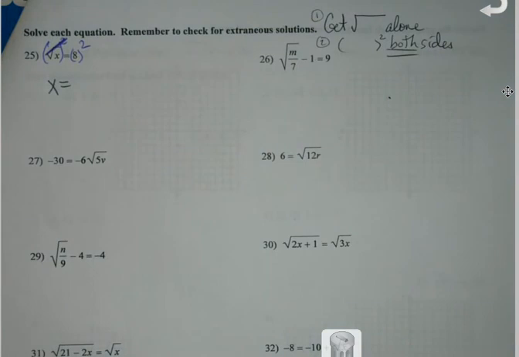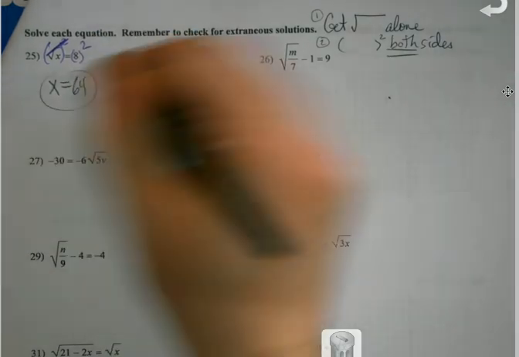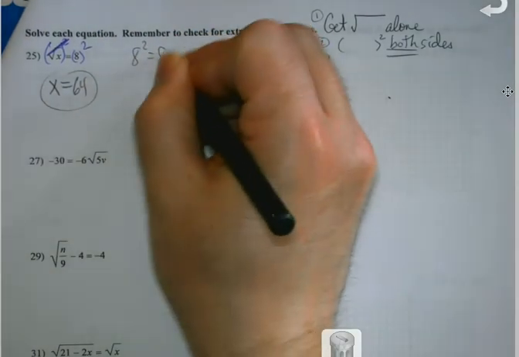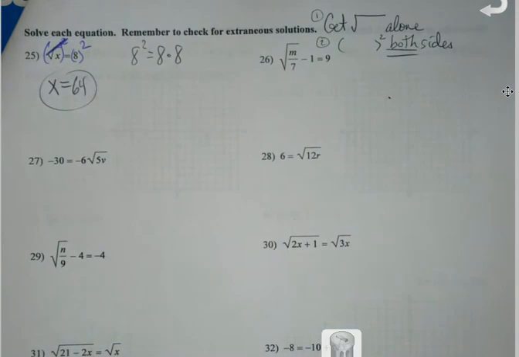What's 8 squared equal? 64. Because remember, 8 squared is 8 times 8. It's just telling you how many times you're multiplying that number by itself. It's not 8 times 2. And that's one of the things I really want to stress.